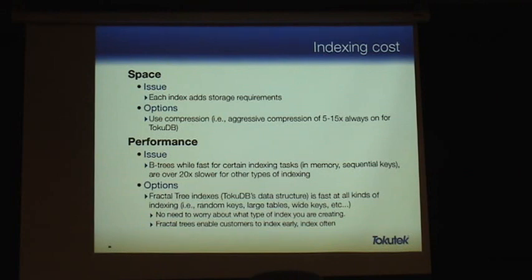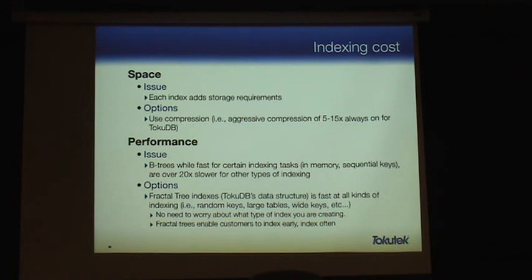Well, the first cost I bet everyone points out, especially when they see clustering keys, is space. Each index that you add adds storage requirements and takes up space on the hard drive. Well, compress the data. TokuDB, our storage engine, has aggressive compression, and we've seen between 5x and 15x compression on our data versus InnoDB. The second issue that you have is performance.